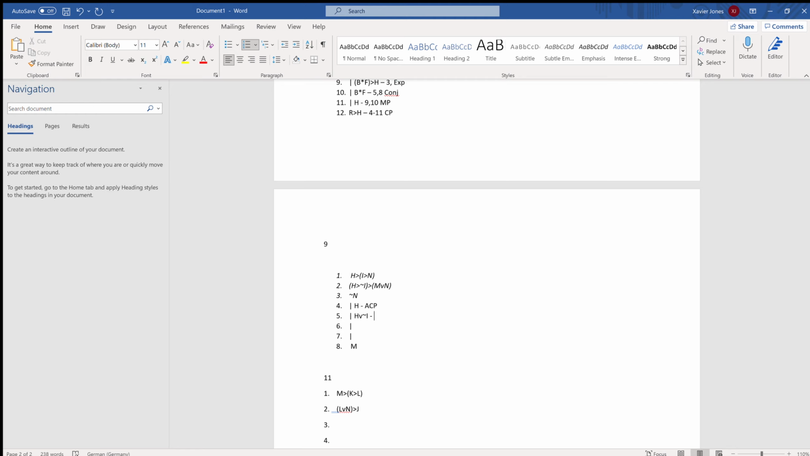So we could do not H. How about we start with not H as our assumed conditional proof? Then we can do not H or I, and that's just going to be our addition. Not H or not I, and that's just going to be line 4 addition.